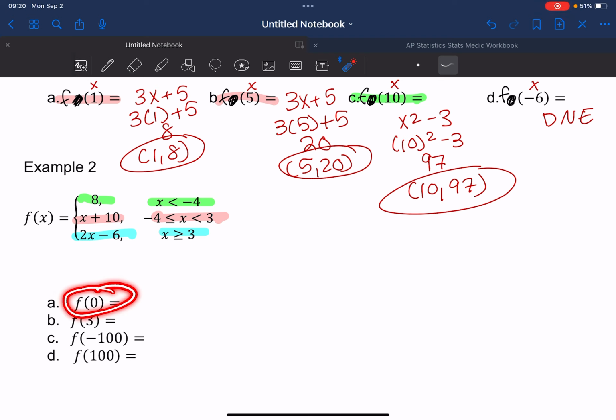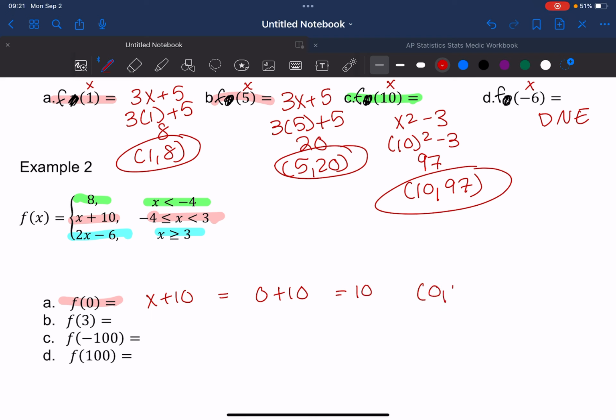So for f of 0, we have to see where 0 belongs on this domain. This first one says x is less than negative 4. So we would say 0 less than negative 4. Well, that's not true. 0 is not less than negative 4. And then looking at the blue, 0 is greater than or equal to 3. Well, that's not true either. So that means our 0 must fit between the negative 4 and 3, which it does. So this is our pink one. So I have x plus 10, but instead of x, I'm going to write 0 plus 10. That gives me 10, which is the point 0, comma 10.